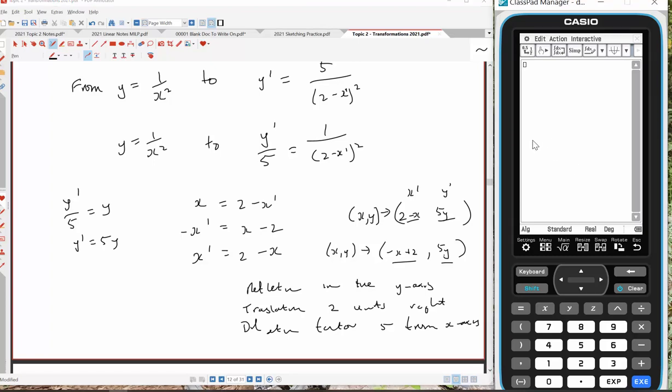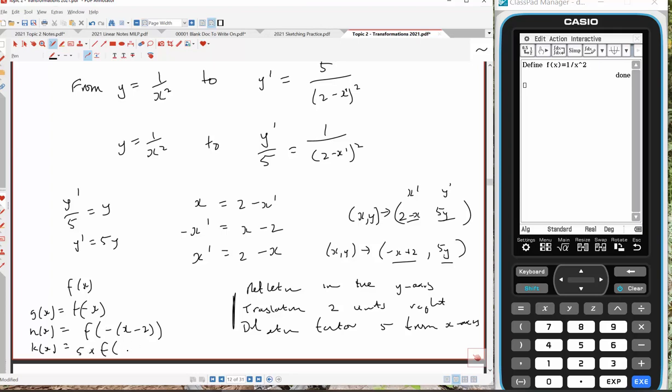Okay, so good time to just experiment a little bit here. So I'm going to define f of x equals 1 over x squared. All right, and what I'm going to do is run these transformations. Okay, so I'm just going to start with my function here. So all I'm doing is I'm testing these transformations to see whether these produce this function here. Okay, so starting with f of x, what I'm going to produce is g of x equals, reflection in the y-axis is f of negative x. h of x equals, translation 2 units to the right is f of negative x take 2, almost wrote plus 2 there. So x take 2 gets dropped in for x. And dilation factor 5 from the x-axis is k of x equals 5 times f of negative x take 2.